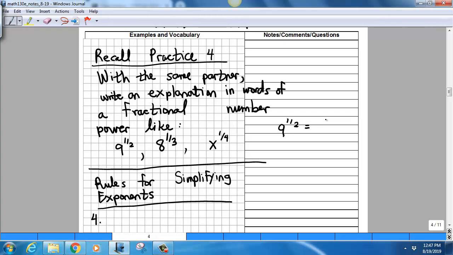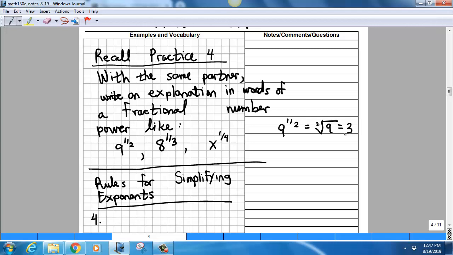So 9 to the 1/2 power, you said that means what kind of root? Square root. Why did you say square root? Because it's based on this denominator, right? So that 2 tells you you're going to have a square root, right? Remember, when you have a square root, you don't have to put the 2 there, but you can if you want to. What is the square root of 9? 3, right, okay? So 9 to the 1/2 power, strangely enough, turns out to be 3.